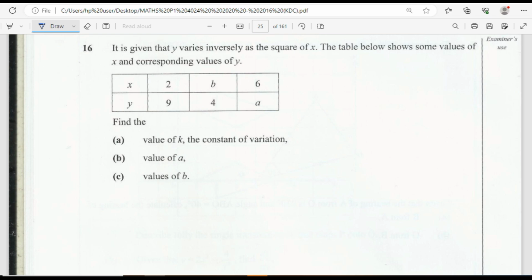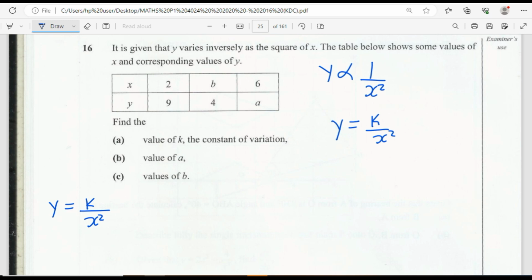The table below shows values. Y varies inversely, so inverse is 1 over the square of x. So the x must be squared. So we'll say y, this changes to an equal sign, then k over x squared. So we have our equation. So let's find the value of k.